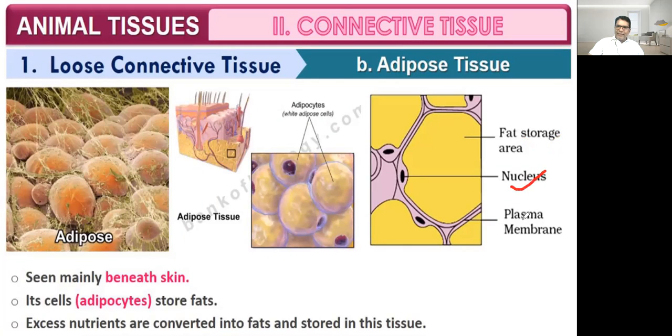This is the nucleus and this is the plasma membrane of one adipocyte. So this is one adipocyte where you will find the nucleus in the periphery. In the center there is a fat storage area, and then there is the plasma membrane. By seeing this diagram, sometimes the question will be, what is this? So this is the nucleus, this is the fat storage area, and this is the plasma membrane.